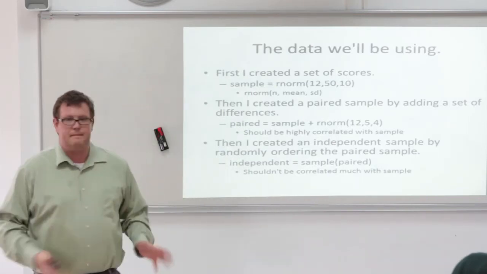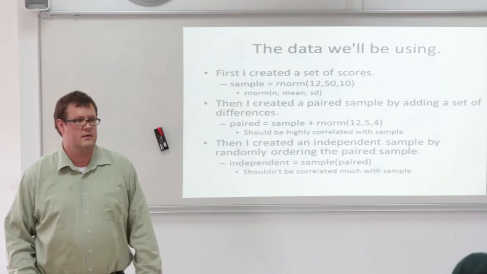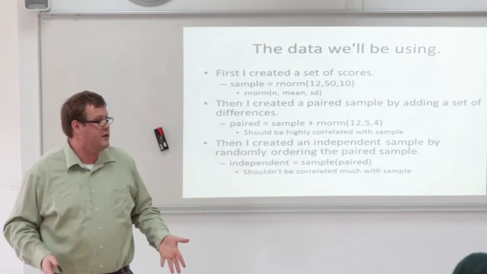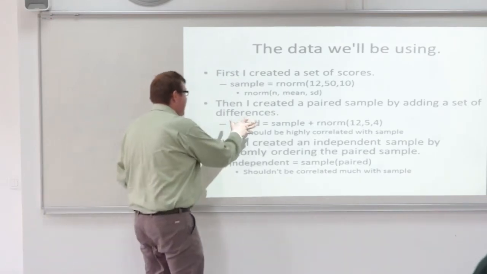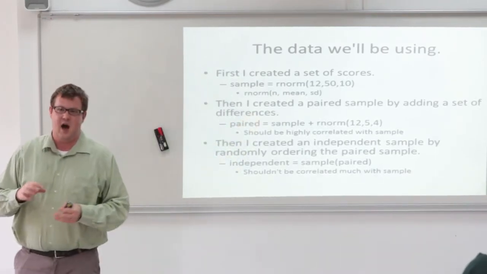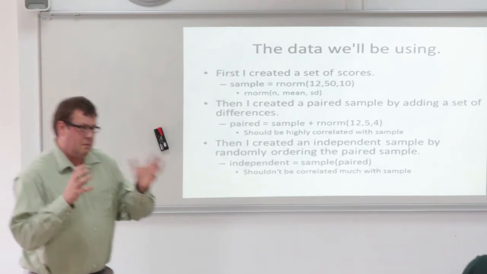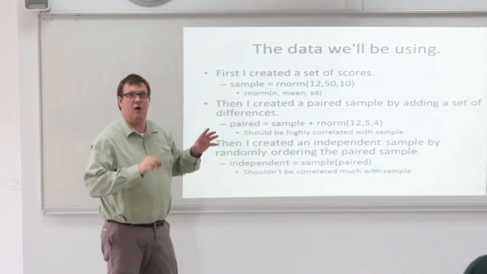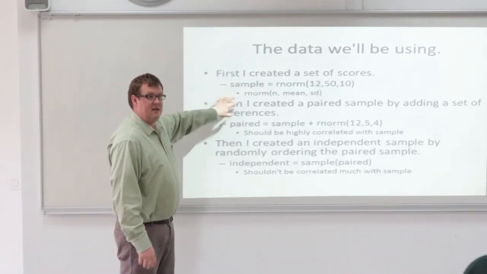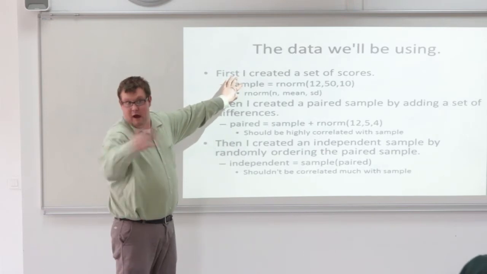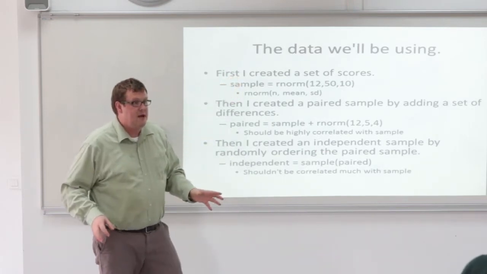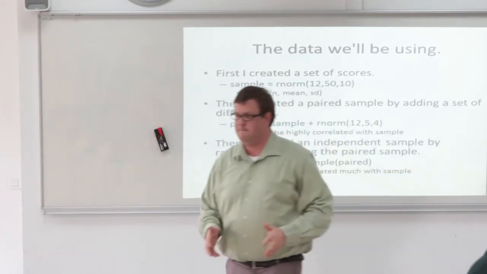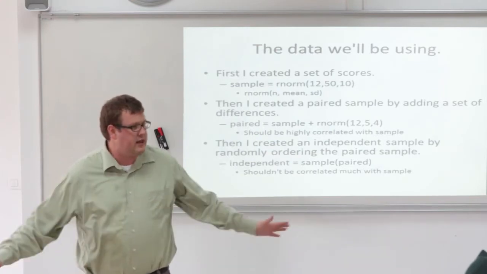How does this make them independent? By randomly ordering them, I should get rid of that correlation. Because before, the paired score that was highest should have been one of the scores for the people that got the highest score on the first, right? By randomly mixing things up, it's possible that the lowest person on the first got the highest on the second. So basically I destroy that correlation.